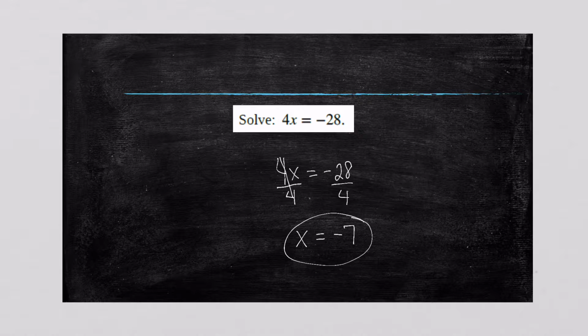This is my answer. Now, I can test this answer by plugging negative 7 in where I see x. So I'm going to put 4 times negative 7. Does that equal negative 28? 4 times negative 7 is negative 28. Negative 28 equals negative 28. So I know that negative 7 is my solution.